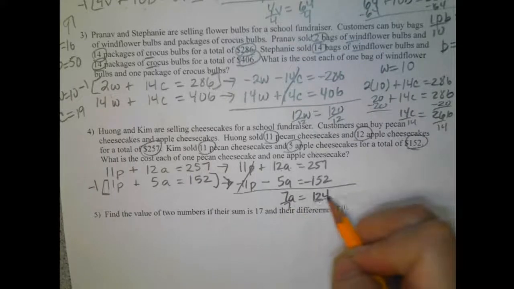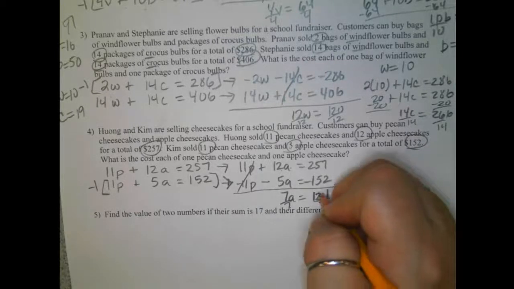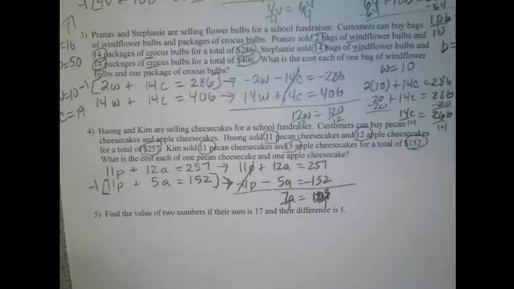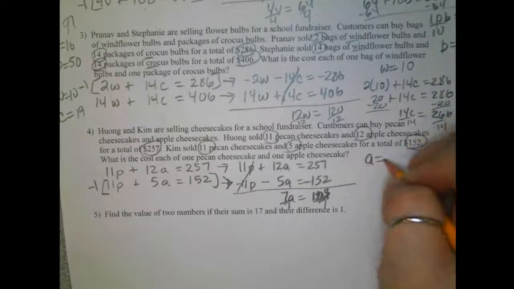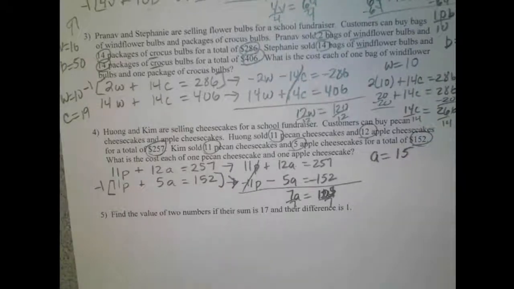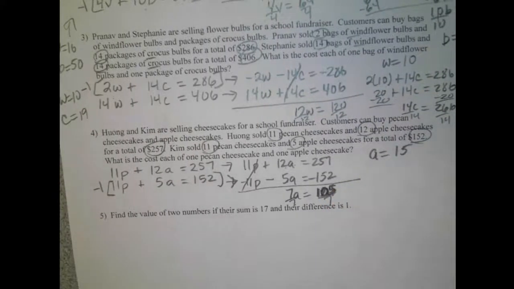I'm going to subtract or divide both sides by 7. I'm sorry. Did I do that right? This is 105. I'm sorry. And then divide by 7. I didn't think that was right. So a is going to equal 15. I wrote the wrong number down here. This is 105. It's 105.